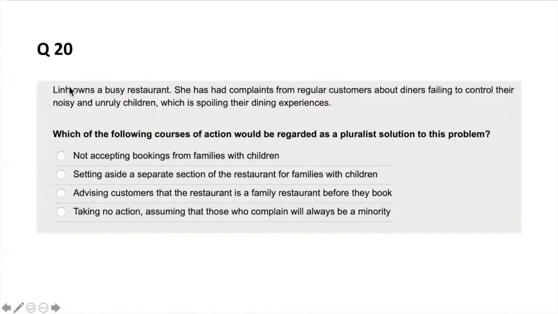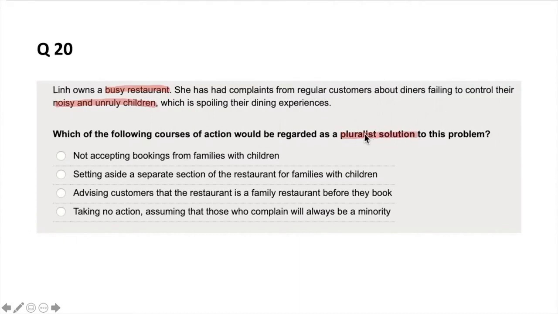Question number 20. Lynn owns a busy restaurant. She has had complaints from regular customers about diners failing to control their noisy and unruly children, which is spoiling their dining experiences. So some regular customers have complaints in Lynn's restaurant. Which of the following courses of action would be regarded as a pluralist solution?